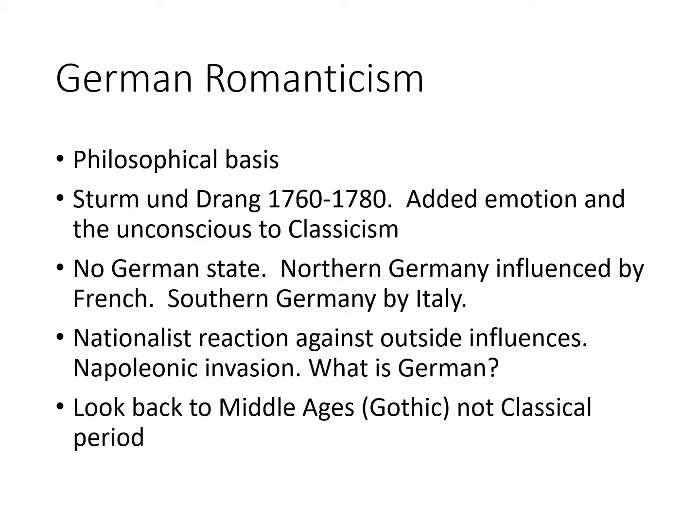German nationalism starts to develop at this time as a reaction against the outside influences. Napoleon in the early 1800s invades most of Germany. There's a reaction against that. And people start asking the question, what is Germany and what does German mean? And to do that, they look back to the Middle Ages, to the Gothic period, because what we now think of as Germany had never been part of the classical world. The Roman legions had never really ventured across the Rhine. And when they had ventured across the Rhine, they normally ended up with a bloody nose. So unlike Britain, Germany had never been part of this Roman Empire.